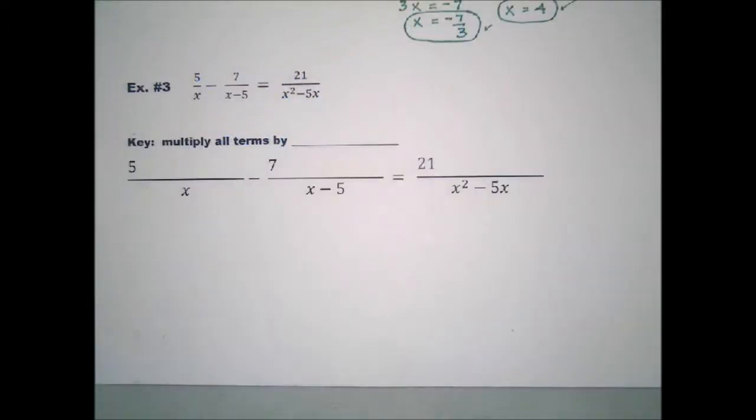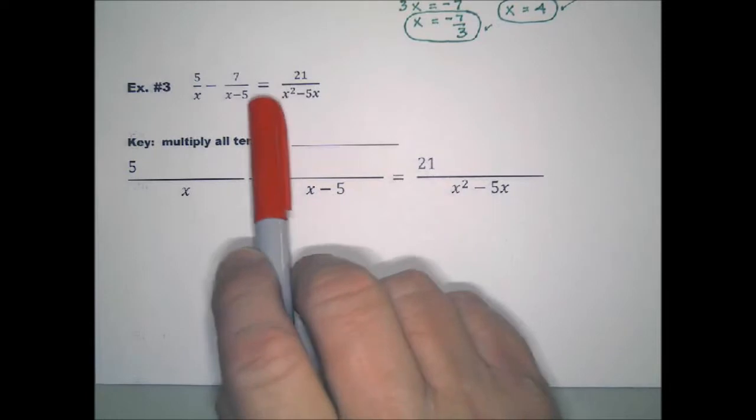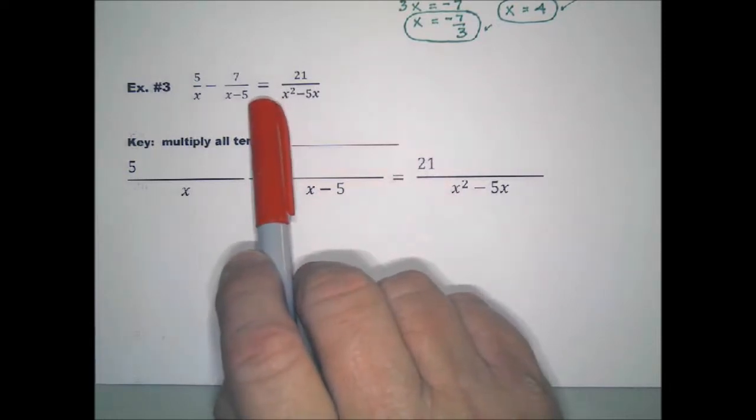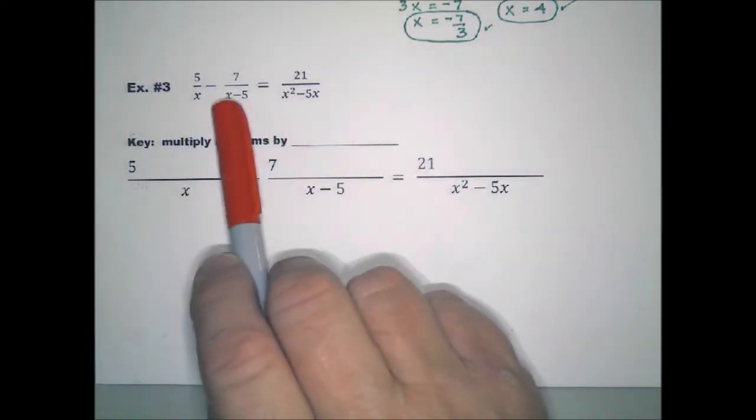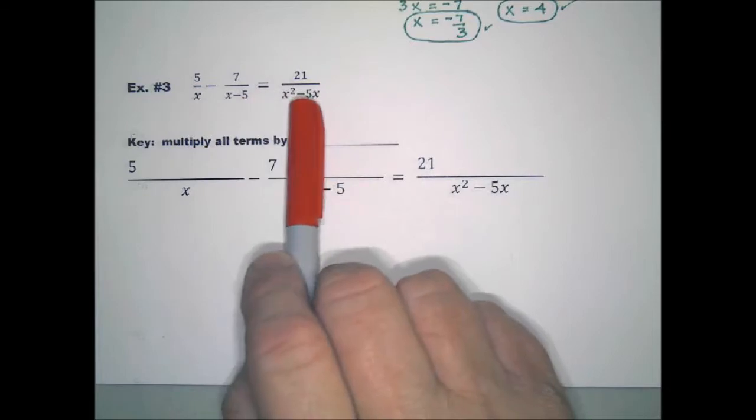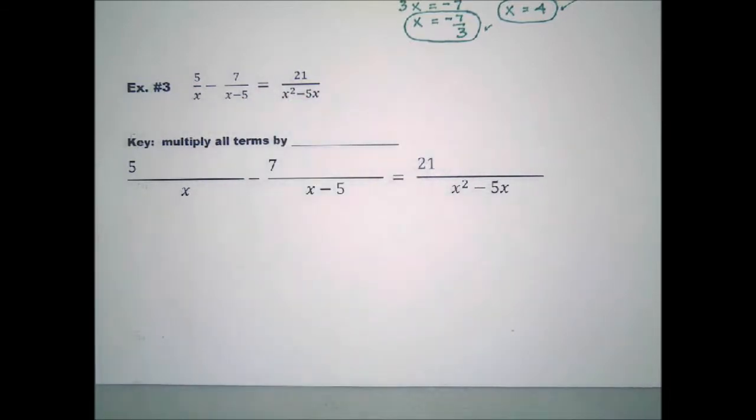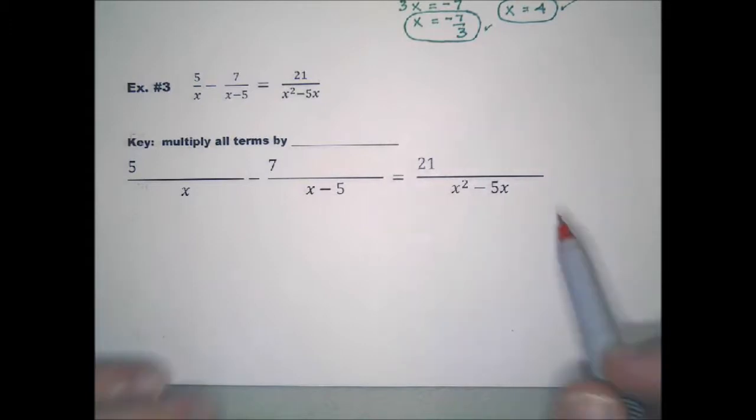Example number 3 is a little bit more complicated in the fact that it's not a problem that you simply cross multiply. Notice on the left-hand side of the equation, I have 2 fractions, and on the right-hand side, I only have 1. So I cannot just cross multiply in this problem. What I want to do is clear the fractions. That's going to be the key to the problem, clearing the fractions.